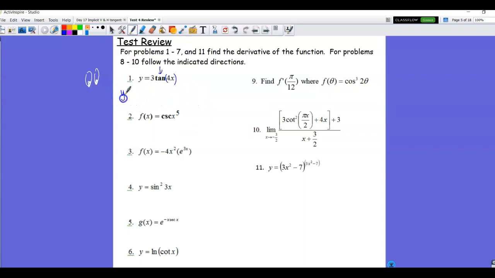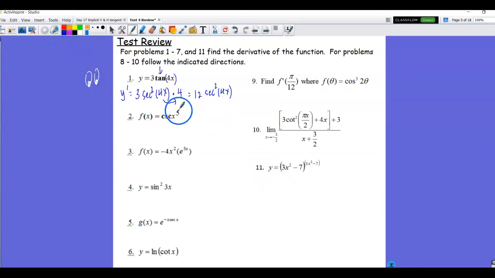So y prime, 3 is the coefficient, and then I'm going to take the derivative of tangent, which is secant squared of the angle, and then you have to remember to multiply. The inside function is the angle, so you have to multiply by the derivative of the inside function, which is 4. So 3 times 4 is 12. That can be multiplied. Secant squared of 4x is your answer.